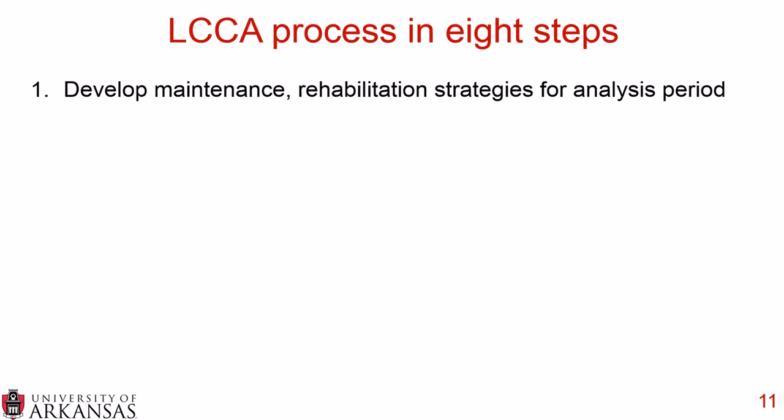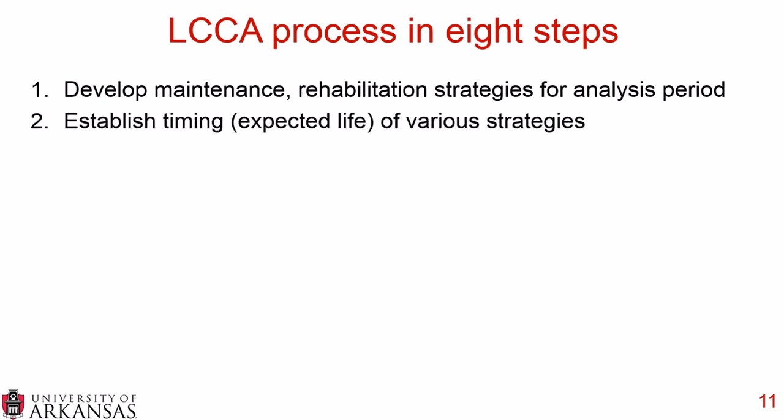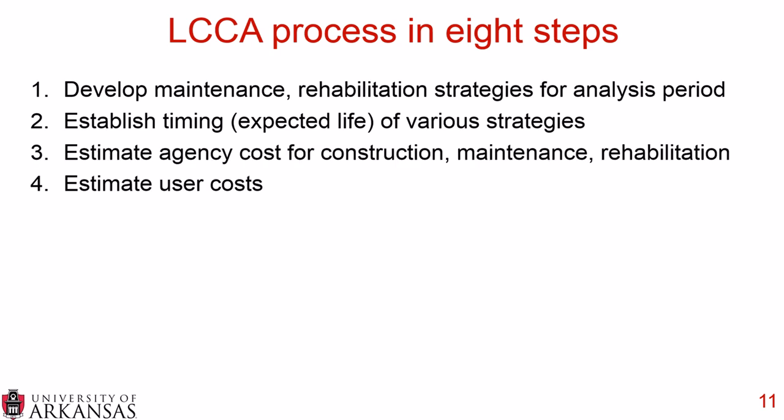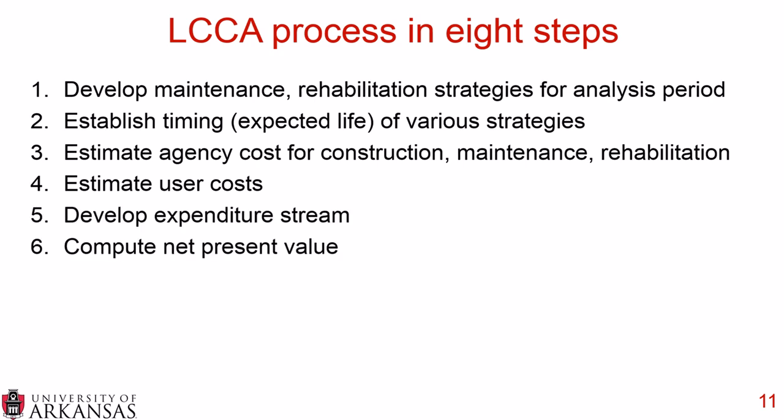The life cycle cost analysis can be broken down into 8 steps. The first step is to develop maintenance and rehabilitation strategies or treatments for the analysis period. The second step is to establish the timing or the expected life of those various strategies or treatments. The third step is to estimate the agency cost for construction, maintenance, and rehabilitation. You then estimate the user costs.